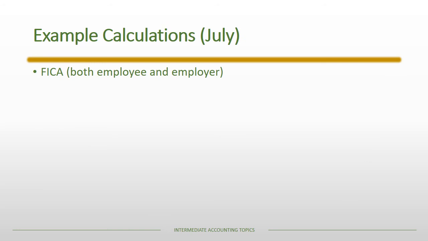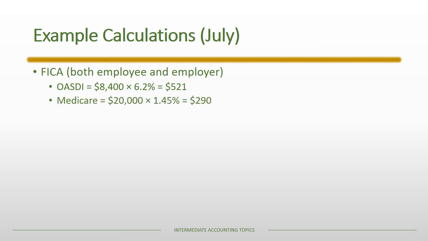So now we move into July, and there's a couple of important things here. First of all, when we look at FICA, the limit, as you recall, was $128,400. And so if you take them all the way through June, they would have had $120,000 of income, which means in July, there's only $8,400 that's still subject to OASDI. And so that $8,400 is subject to the 6.2% tax related to OASDI. At the same time, the entire $20,000 is subject to Medicare, or that 1.45% tax rate. So the total for the two is $811.